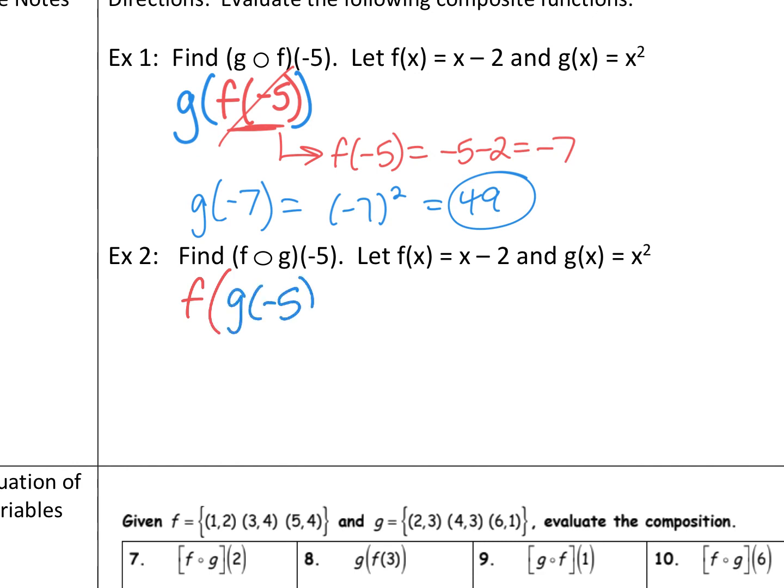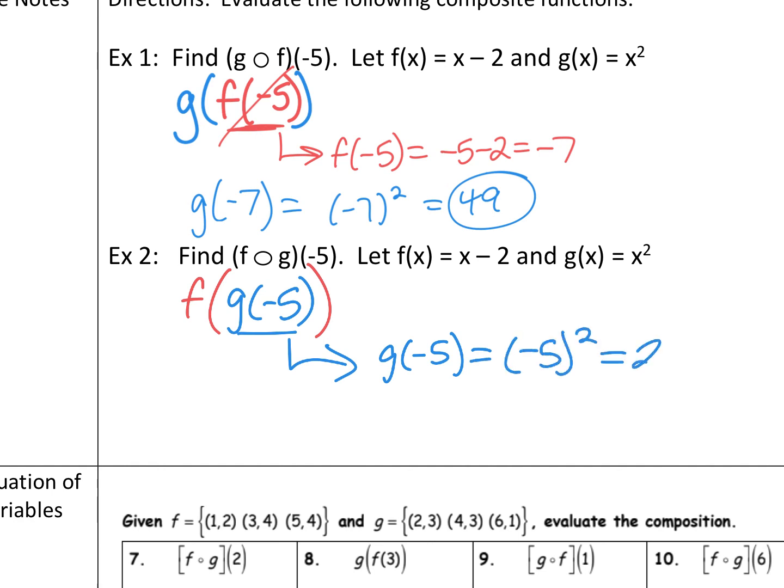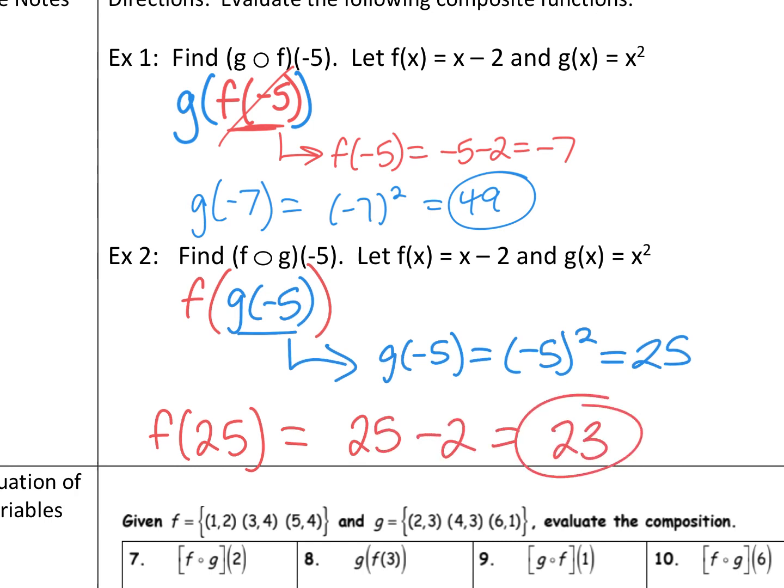You guys are so smart. What are we going to evaluate first? G of negative 5. How do I do that? What am I going to do with that 25? And 25 minus 2 is 23. I like it. Good. Great job.